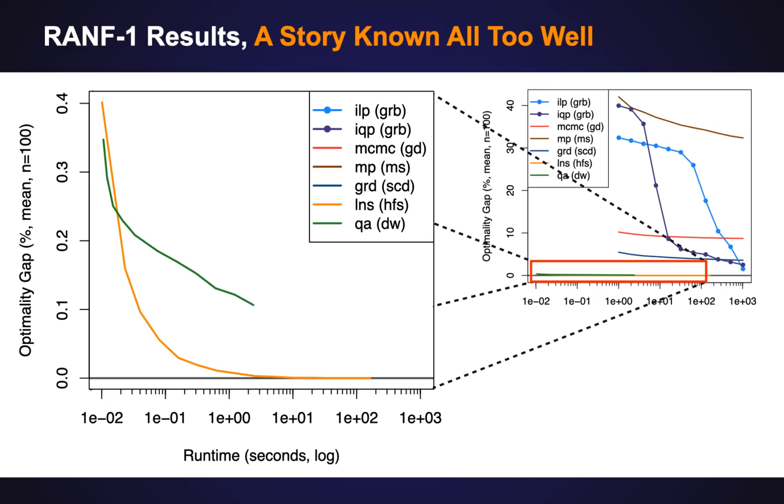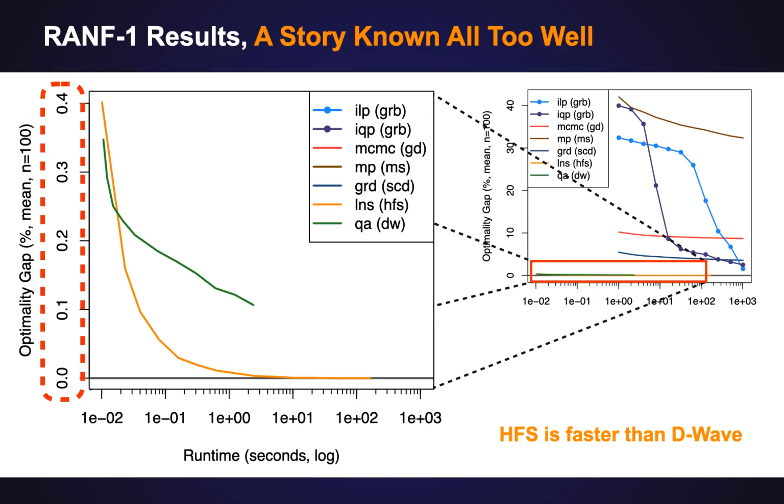Now, I'm just going to skip a lot of the details and zoom in on the core result, which is a story that is known all too well by people who are benchmarking D-Wave and quantum annealing, which is the performance profile you see on the left here, where the orange line represents HFS, the local search heuristic, and the green line represents D-Wave. For most of the plot, the orange line is lower, which indicates that HFS has a performance advantage. And this leads many folks to conclude that HFS is faster than D-Wave. And for optimality gaps of 0.2%, that would be the case.